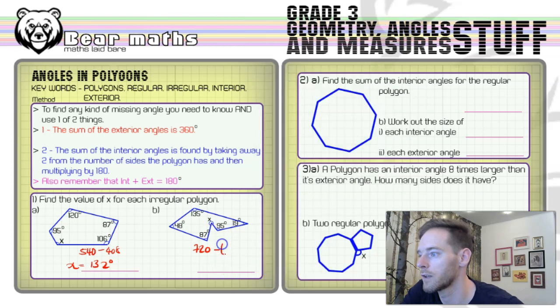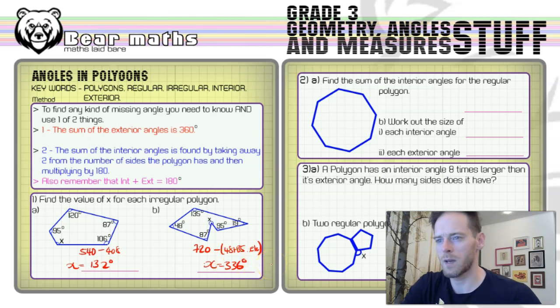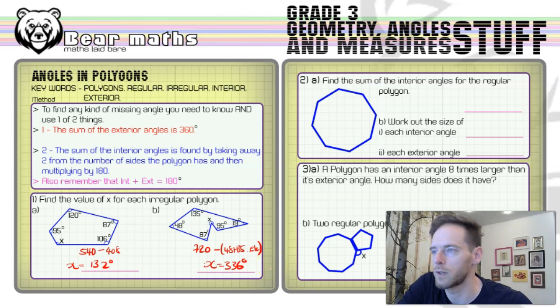So I'm just going to write down 48, 135, etc. You saw what I did, and then that was an answer of 336 degrees. So x is 336, which makes sense because it is a reflex angle. Okay. If you don't know what I'm talking about there with the types of angles, please go and watch the types of angle video that I made.